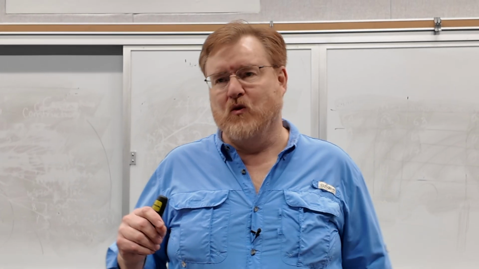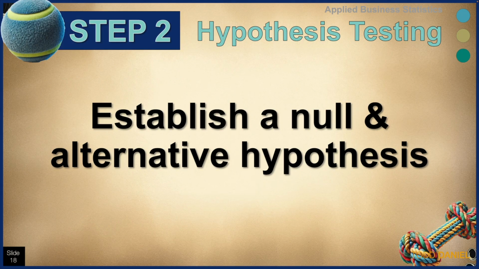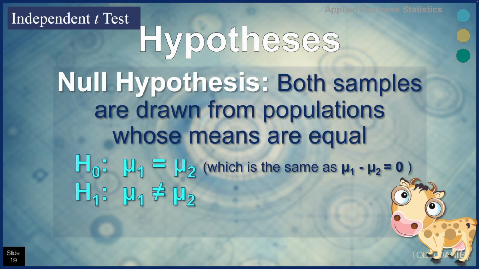Now we're ready for step 2 of our hypothesis testing process, and that is to establish the null and the alternative hypothesis. The null hypothesis is that both of these samples are drawn from populations whose means are equal. This is based upon the fact that they were randomly selected. Each sample comprises individuals who had an equal chance of being drawn from the population. So the two samples that we randomly assigned should be the same. They should have population means that are equal. And we're going to write that as H sub 0 colon mu1 equals mu2, our null hypothesis.